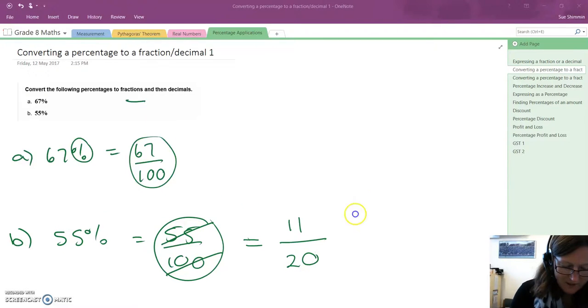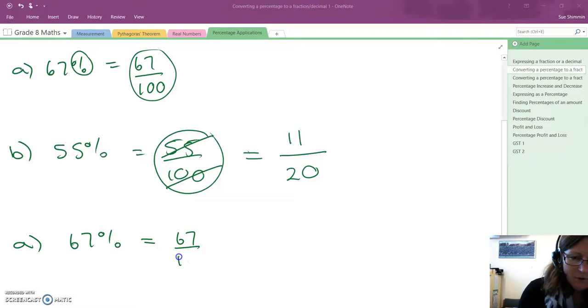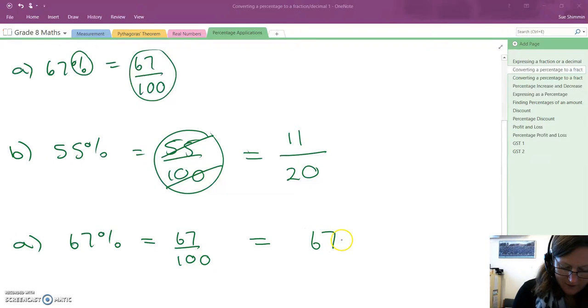To change them to a decimal. So in the first case, 67%, which means 67 per 100. And to write that as a decimal, we put our 67 there. At the moment, the decimal point's there. We are dividing it by 100. So when we divide it by 100, the decimal point moves 2 to the left.